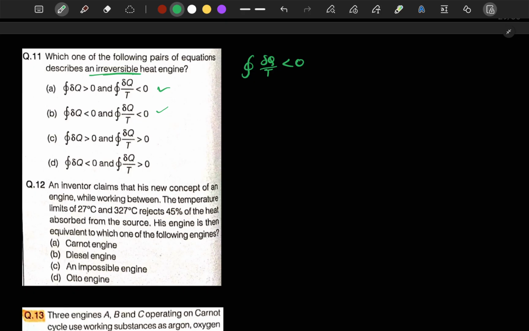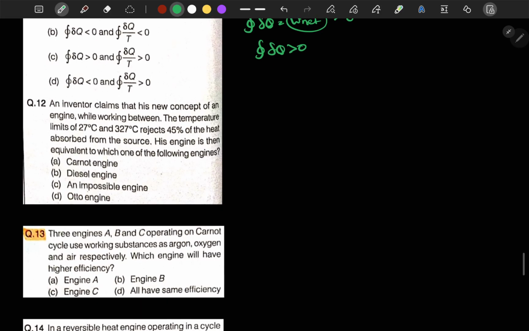Now we know that during irreversibility heat is definitely generated. Now from the first law we can see that the integral of del Q is equal to W net. Since it is given that this is an engine, W net must be greater than 0, so we can write the integral of del Q must be greater than 0. So option A is correct. Now moving to question number 12.